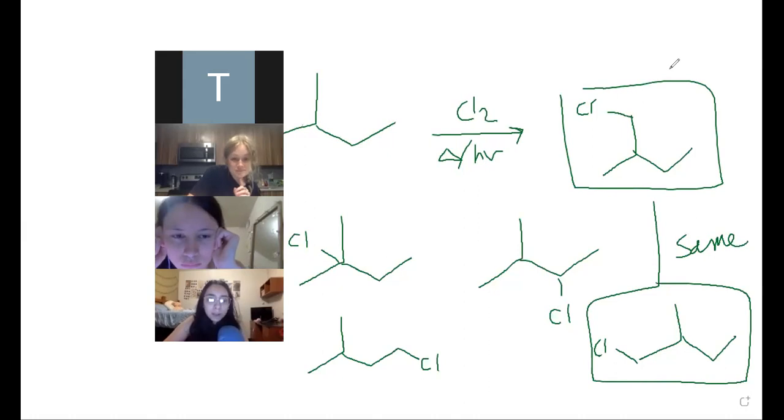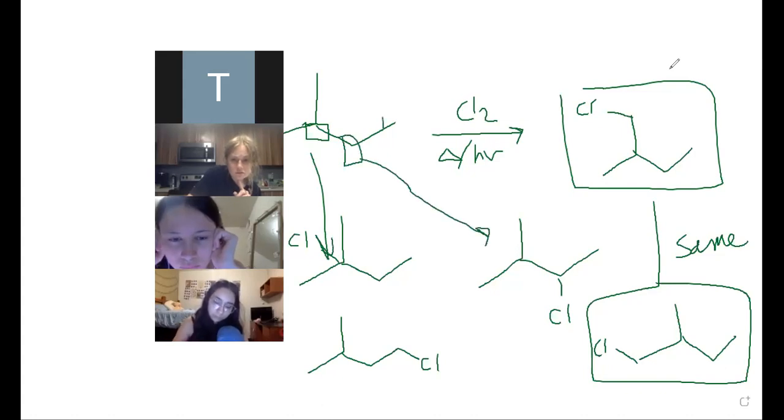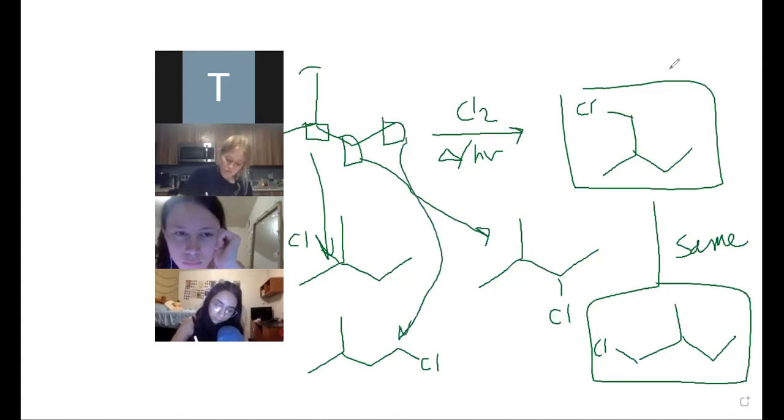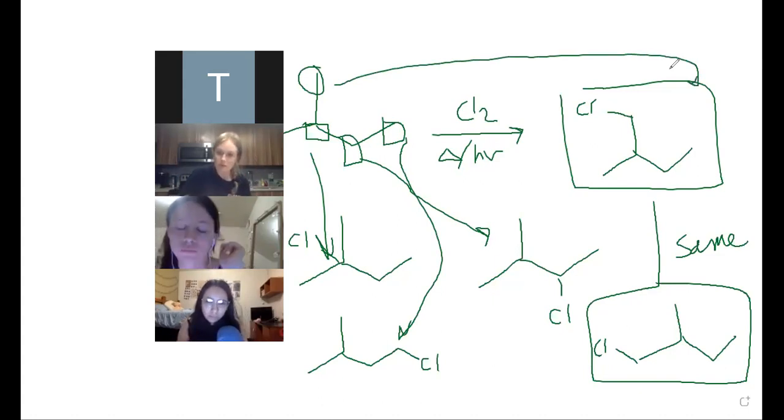Essentially, you can add a chlorine to this carbon, right, which is going to be this one. You can add a chlorine to this carbon, which is going to be this one. You can add a chlorine to this carbon, which is going to be this one. And then if you add one to here or here, it's going to give you these 2. They're essentially the same thing. Does that make sense, though, on how you can add chlorination products?